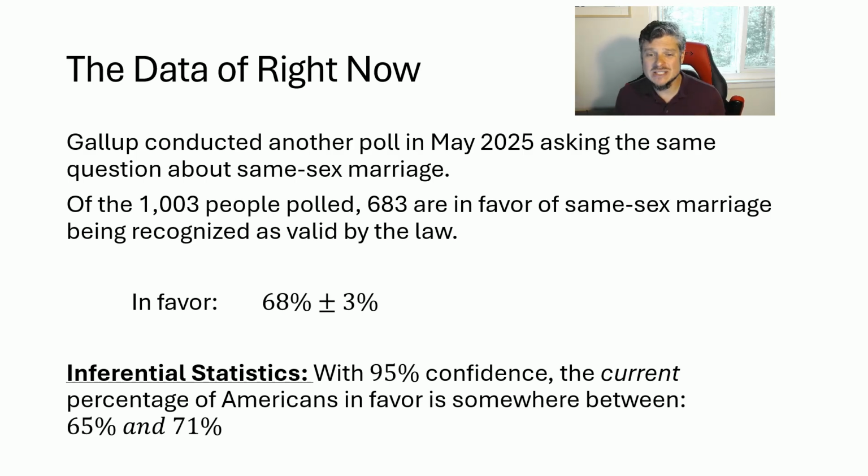Now, whenever you see that phrase with 95%, you should really just replace that in your head with the word probably. Probably the current percentage of Americans in favor is somewhere between 65 and 71%. Is it for sure? We don't know. We'll never know. But based on our available data, that is our best guess. Now, again, that's all telling us about what's going on right now. What if I want to predict the future?